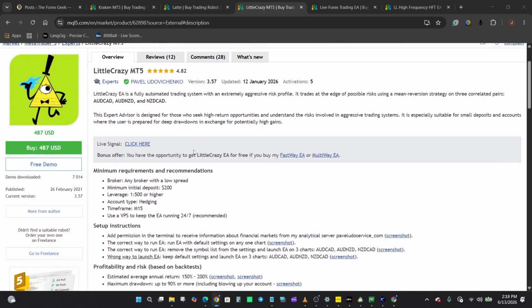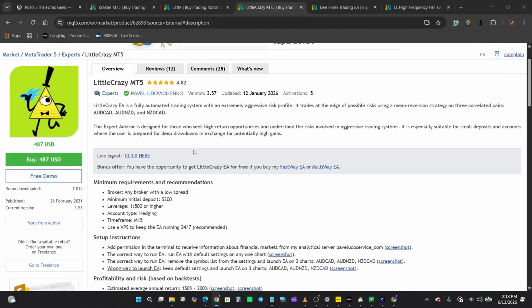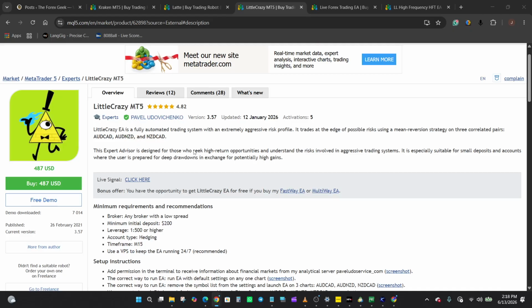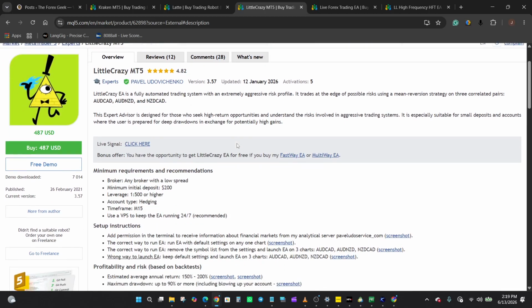Now, looking through the description, the developer is very direct about the nature of this EA. LittleCrazy EA is described as a fully automated trading system with an extremely aggressive risk profile. According to the information provided, it uses a mean reversion strategy and operates on 3 correlated currency pairs, which are AUDCAD, AUDNZD, and NZDCAD. The marketplace page also outlines the recommended operating conditions.